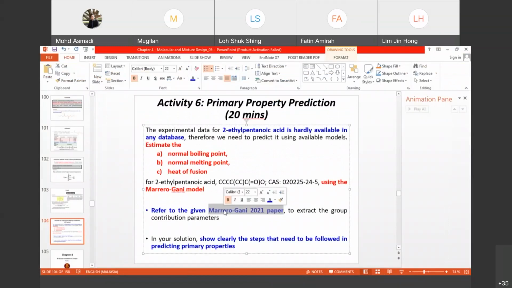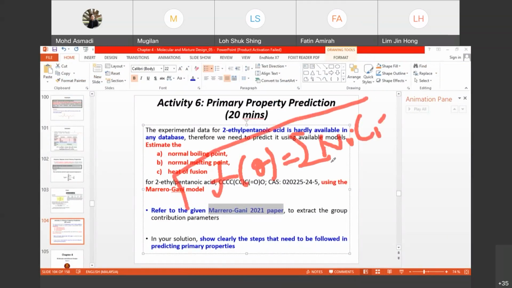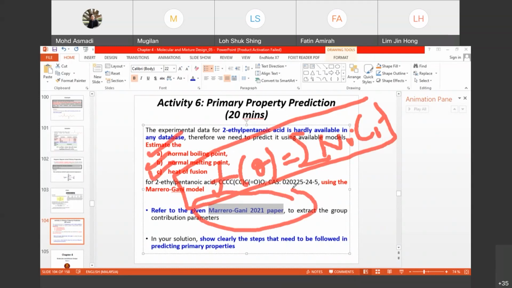You have to do only up to the first order. So the equation is f(θ) equals the summation of Ni Ci, to calculate the normal boiling point, melting point, and heat of fusion. I think the group contribution is in this paper. Any questions?